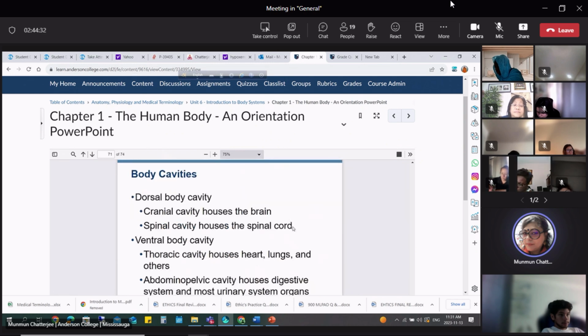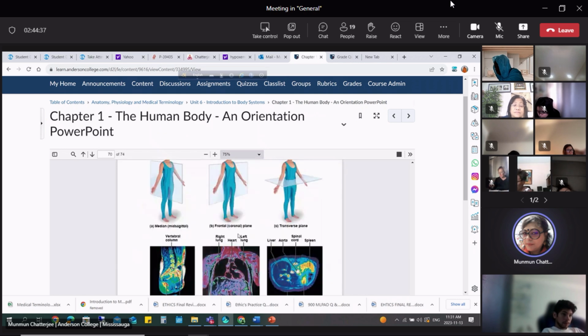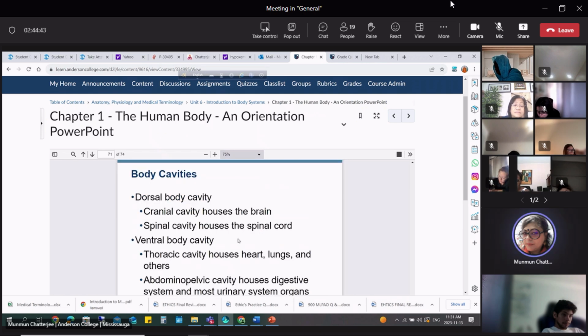Now we have to go into the body cavities. Now we have learned all the planes of the body. Now we have to learn about the different body cavities. What types of body cavities? How many body cavities do we have? We have two main subdivisions of the body cavity. One is the dorsal body cavity and the other is the ventral body cavity.